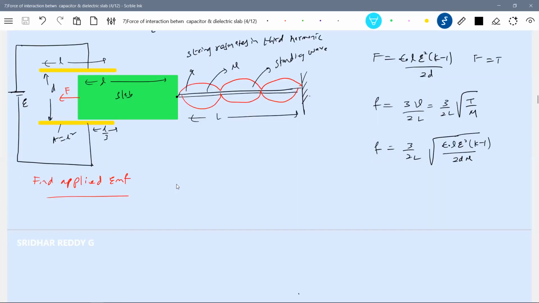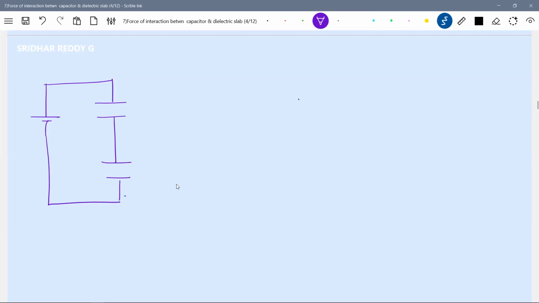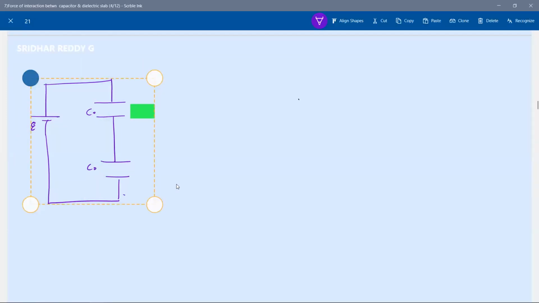Okay, now we'll take a circuit. This is having capacitance C naught, C naught, with applied EMF E. An external agent will fill up the plate with a dielectric constant of K. What will happen to all the quantities in the circuit? We have to go through all the quantities.